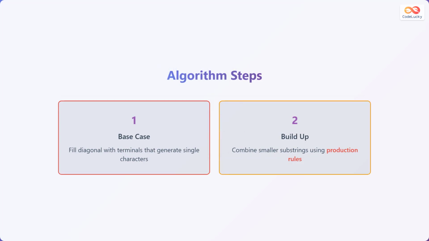The CYK algorithm consists of two main steps. First, the base case. We fill the diagonal cells of the table with the non-terminal symbols that can directly generate the single characters of the input string. Second, we build up the rest of the table by combining smaller substrings using the production rules of the grammar.